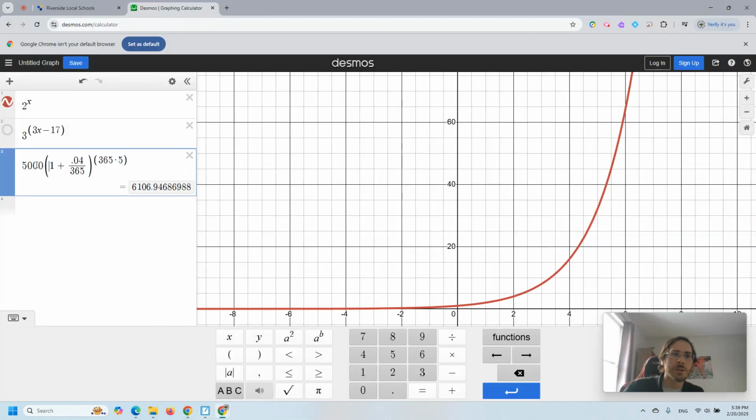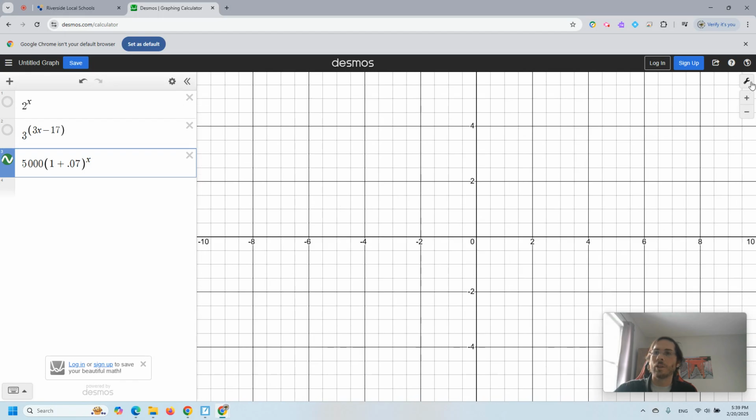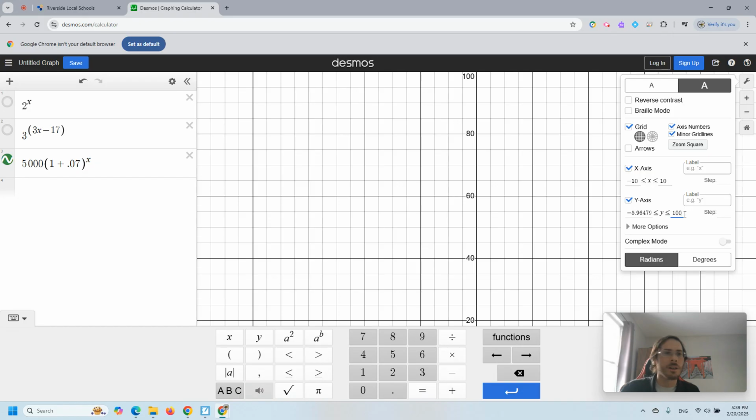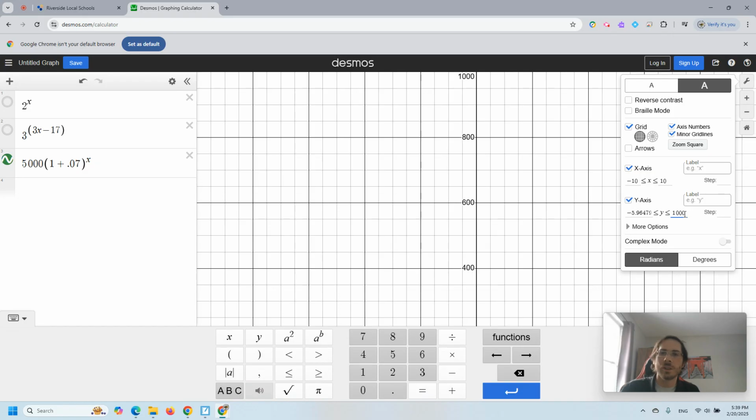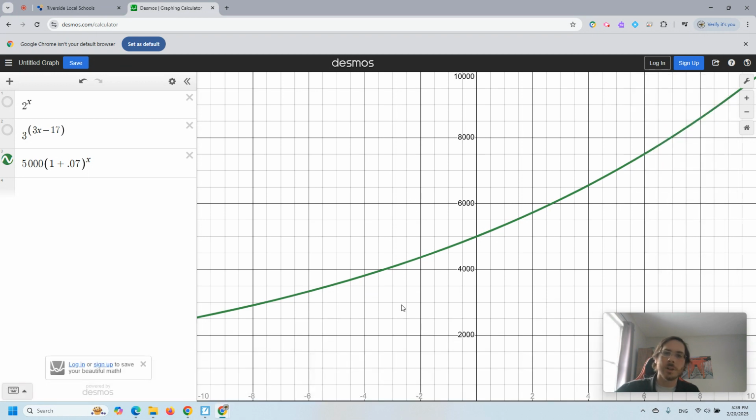So 5,000, 1 plus, I don't need this 365 anymore. And I'm going to put this in as x. And I want the green, I don't want the blue. Now, again, if I wanted to see this, since it is an exponential, I'm going to go back home and come over here to the y. I'm going to put in 10. Don't see anything. 100, don't see anything. 1,000, don't see anything. 10,000, okay, I see my curve. So it's very slightly curved, so this might not be the best, but it's good enough.